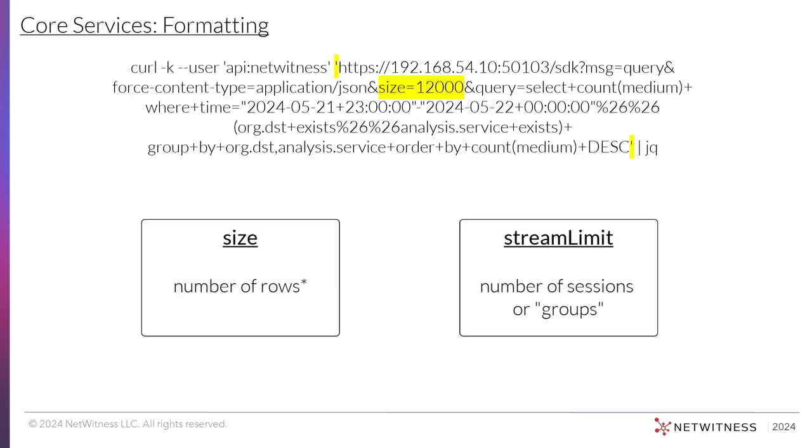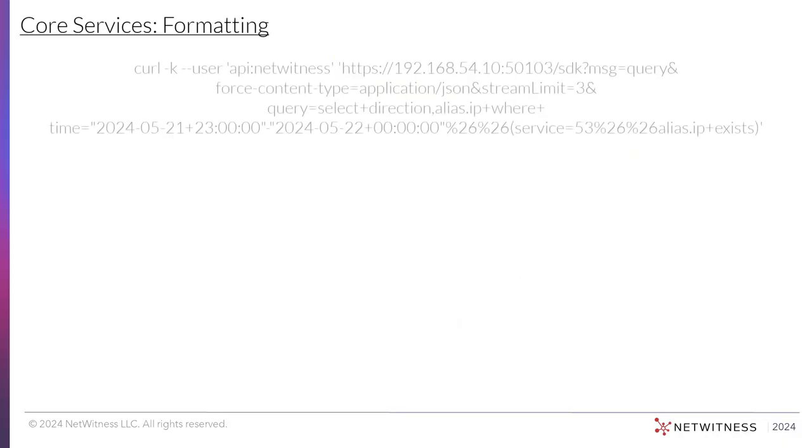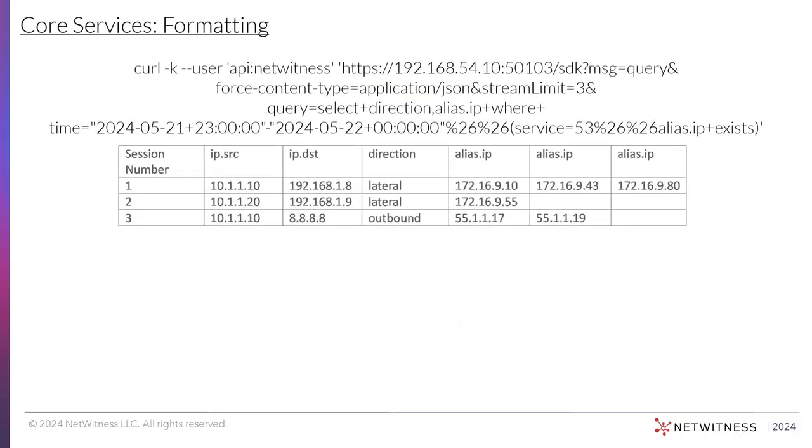There is an alternative to the size parameter called stream limit, which can be used in some calls. You can think of size as a single row of data, whereas stream limit defines a group of data. A group in this context is essentially a set of metadata to be collected from a single network session. So, this query would return all of the pairs of direction and alias IP meta values within 3 sessions.